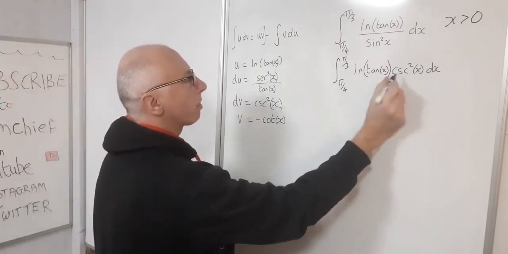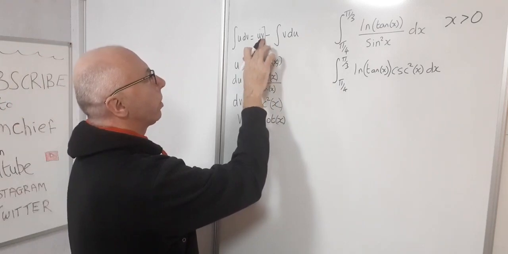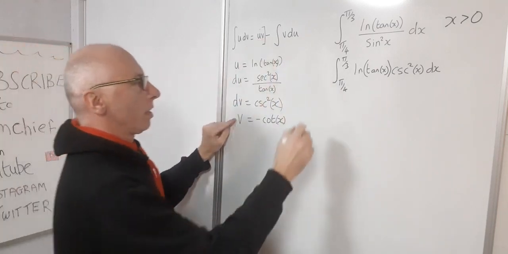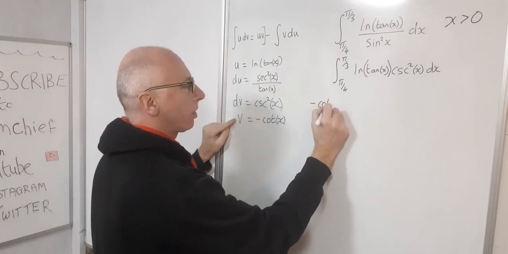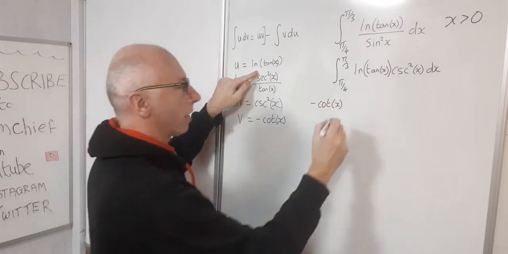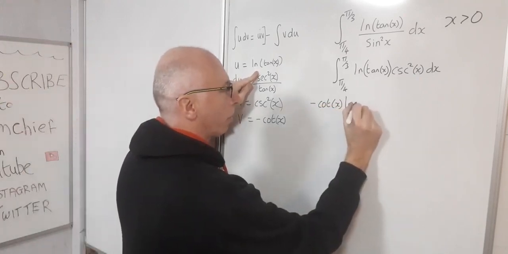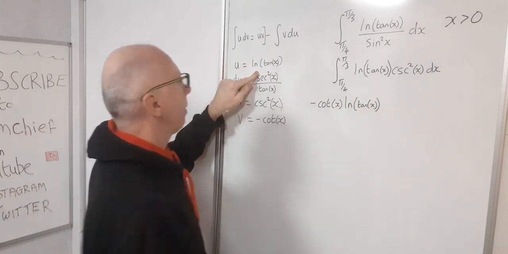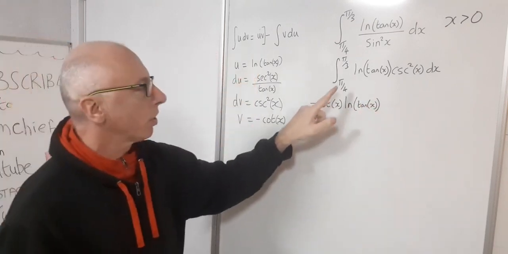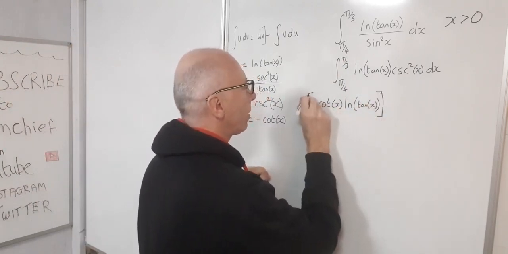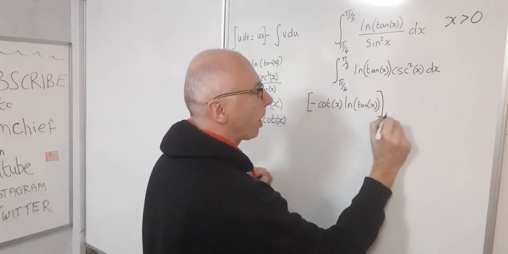So now I've got this integral here, gives me uv, which is part of my answer. So I've got u and v. So I've got negative cotangent of x, and u is log of tangent x. So this is all multiplied together. So that takes care of that. Now our parameters of integration come into play here because we need to calculate all of this from pi over 4 to pi over 3.